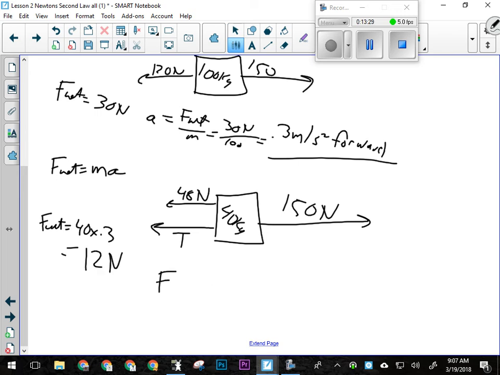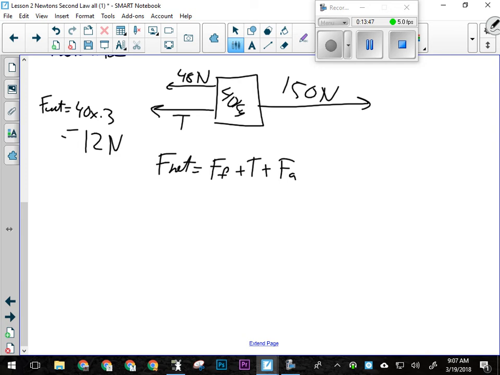The other way to calculate net force is the vector sum of all the forces. So that would be the force of friction plus the tension plus the applied force. That's the 150 newtons. The one I don't know is this one. So I'm going to subtract the other ones over to the other side. So I'm going to have F net minus the applied force minus the force of friction equals the tension in cable B. And I have to make sure I put the right signs on these because some of them are backwards and some of them are forwards.